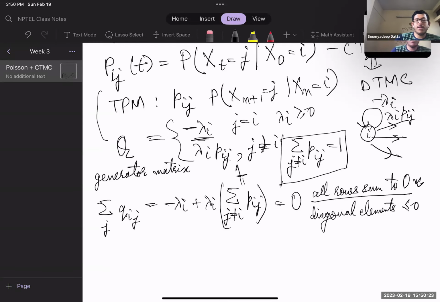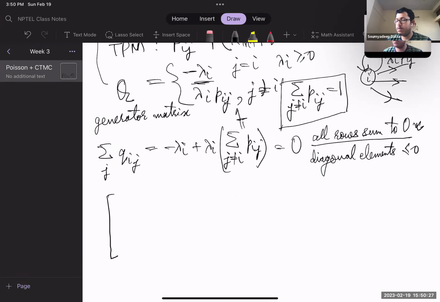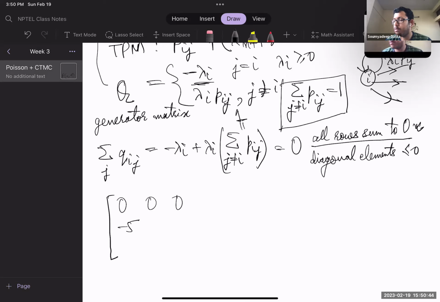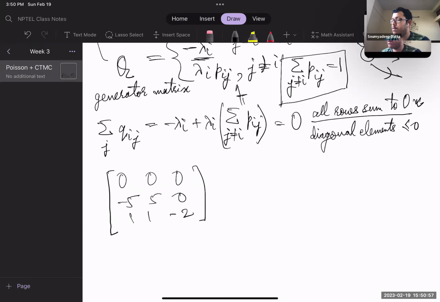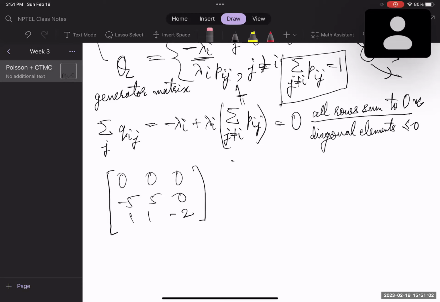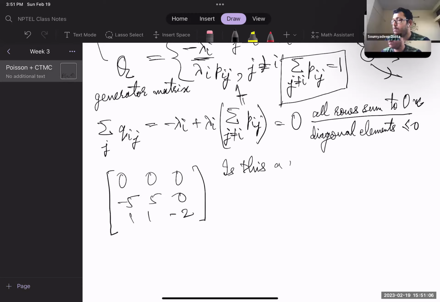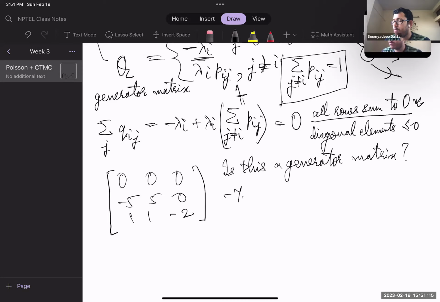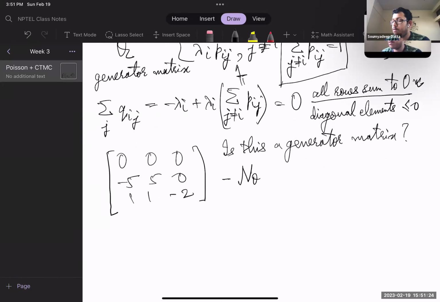So let's say I give you a random matrix, something like, let's say, 0, 0, 0, minus 5, 5, 0, and 1, 1, minus 2. Is this a generator matrix? My question is, why? The second diagonal element is not negative, right? Yes, you're right. So this is no, because this element is positive.